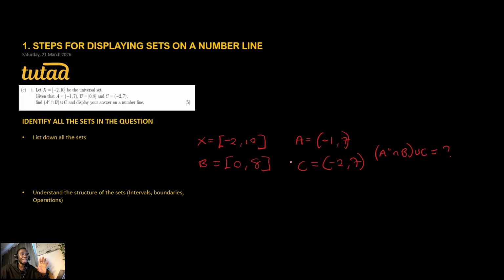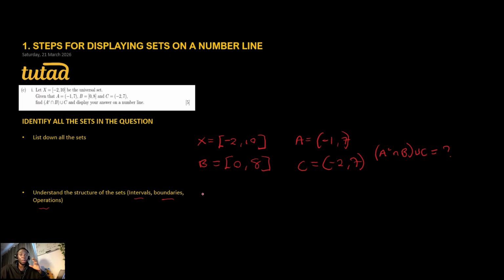So now that we've listed down all the sets in the question, we're going to move on to understanding the structure of the sets. By understanding the structure of these sets, we mean what type of intervals do these sets have, right? Are they closed intervals? Are they open intervals? Are they half open or half closed intervals, right? When it comes to the boundaries of the sets, the lower boundaries and the upper boundaries, are they included in these sets or are they not included in the set? What type of set operations are being performed on the main set of this question, right? We want to have a clear picture of all these things because it will help us know how exactly to answer the question that we've been given right here.